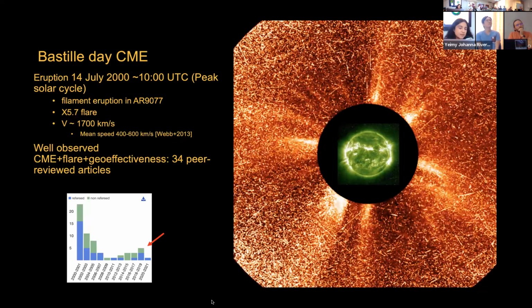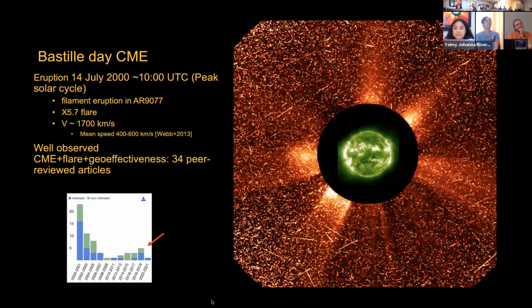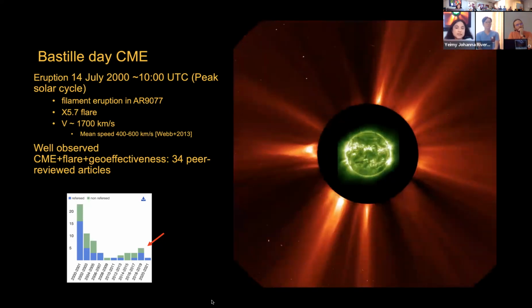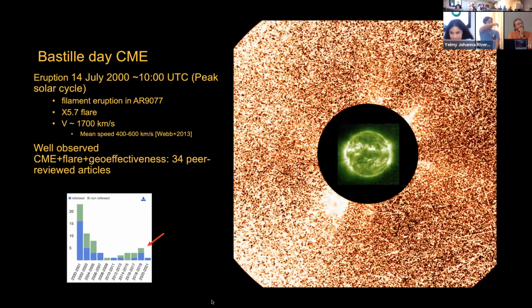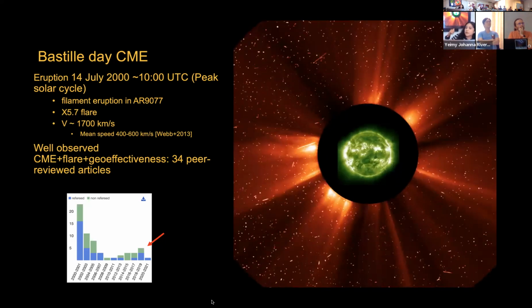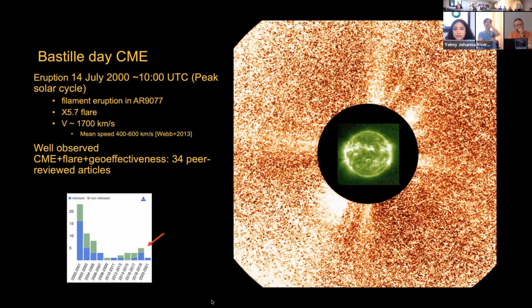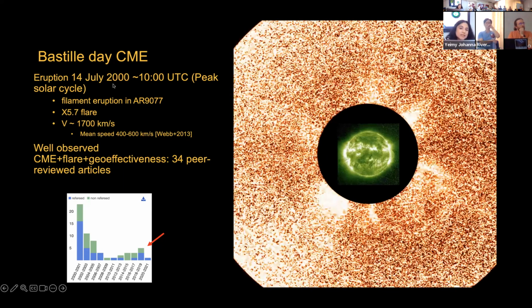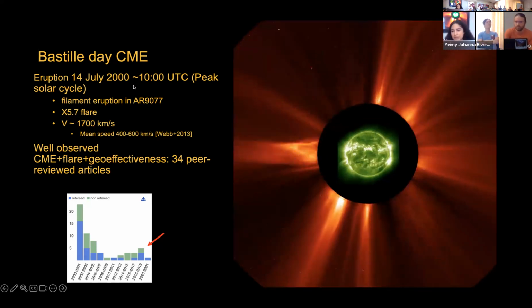And sort of studying these events, which have been observed very well, both remotely and from the perspective of in situ observations, and linking those together, which is exactly why we've chosen the Bastille Day CME as an example. So for the Bastille Day, I put here a video of the eruption. It erupted on July 14th, 23 years ago, during peak solar maximum, solar cycle 23, in the year 2000. It was driven by a filament eruption.